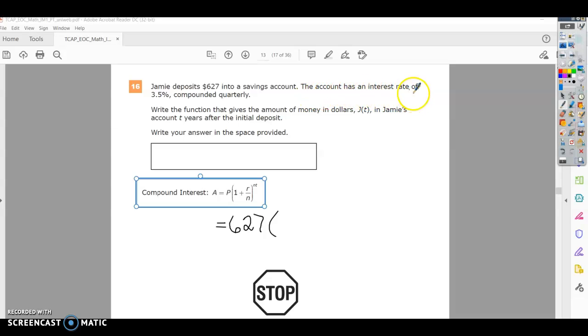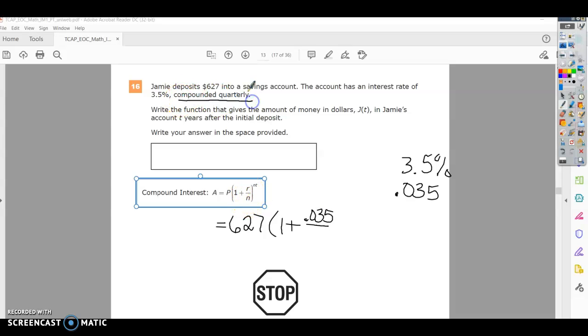And then the account has an interest rate of 3.5%. All right, so we're going to have 1 plus, and my interest rate is where this goes. But this is a percent, so we first need to change it to a decimal. So if I say 3.5%, to move this to a decimal, it's going to be 0.035. All right, so on the top here, where it's R, our interest rate, 0.035.